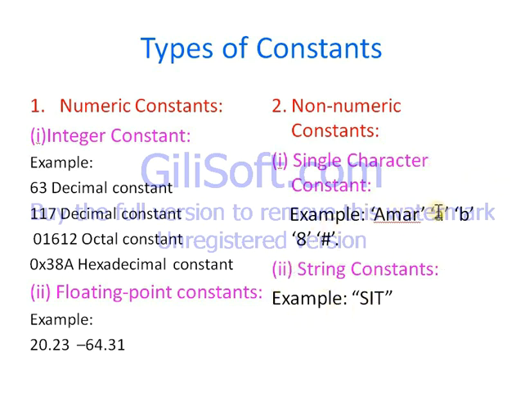A string constant is a collection of characters enclosed in double quotations, means double inverted commas. Means a string or the collection of characters that is enclosed in double inverted commas is a string constant. For example, SIT enclosed in double inverted commas is a string constant. This is all about constants.